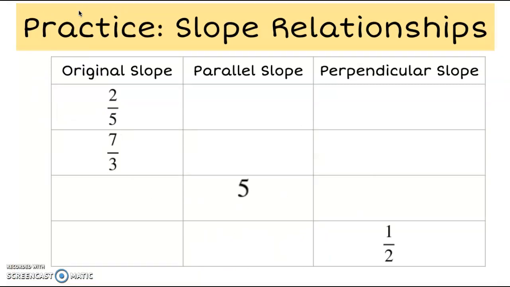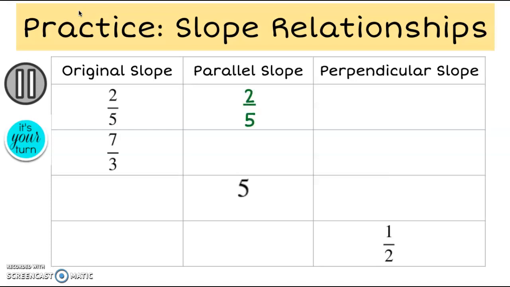In the Desmos exploration activity, you got to see the relationship between the slopes of parallel and perpendicular lines. Pause the video and determine what slopes would correctly fill in these spaces using their relationships. Now let's see how you did. Let's start with parallel slopes. We see that they should be the same.